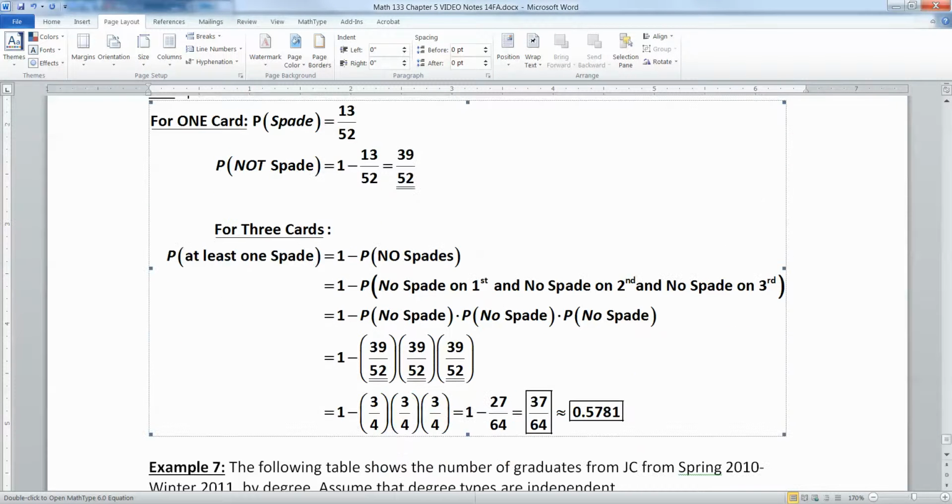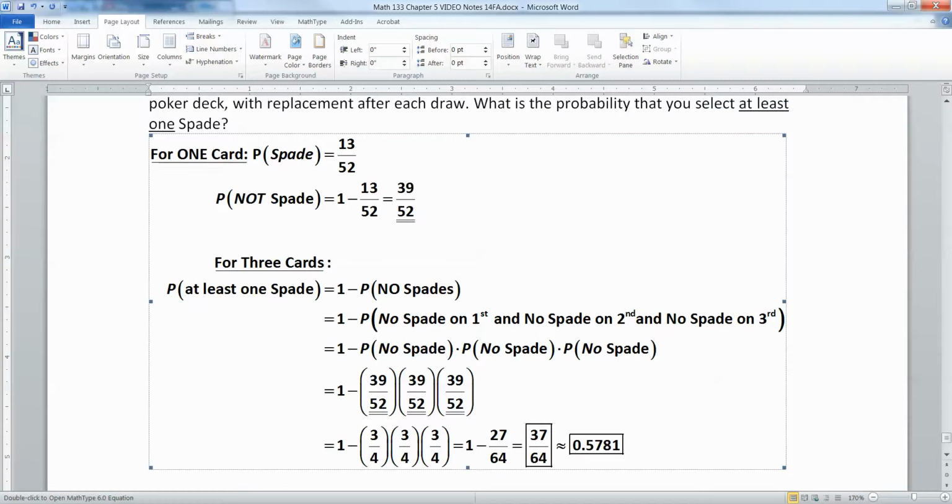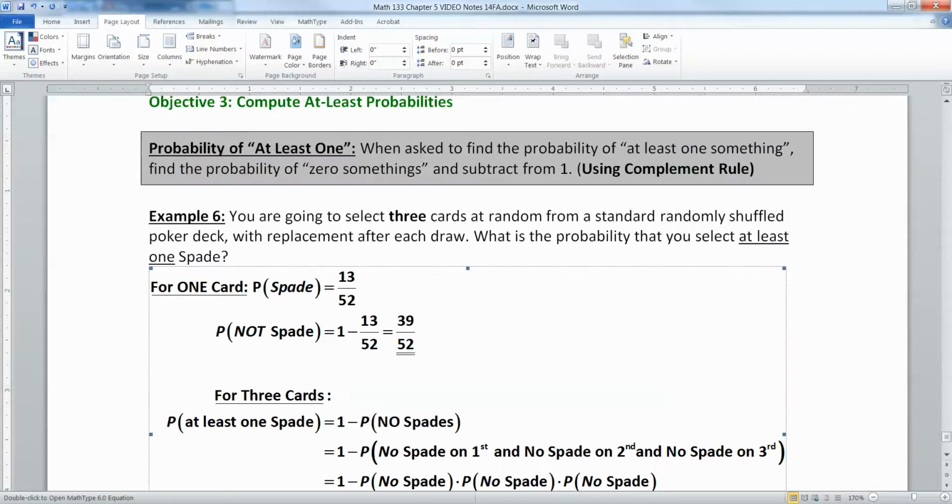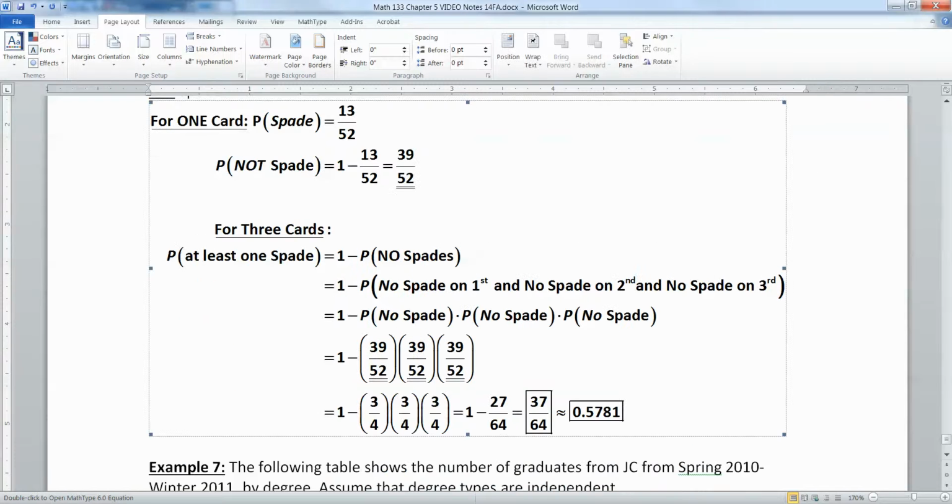All right, so it's a little bit complicated, but you find for 1 card first, just kind of set yourself up. Spade is 13, non-spade is 39, both out of 52. Then you deal with the 3 cards and you multiply, right? And then you take it away from 1 in order to do what they asked, because you're going to find the probability of no spades and subtract from 1. And that's what we're doing right here. We're finding the probability of no spades and then subtracting from 1.